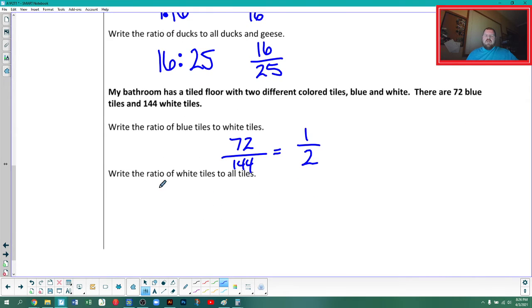Next one, write the ratio of white tiles to all tiles. White tiles, there's 144. All tiles, there's 72 plus 144, which is going to be, what are we thinking here? 216.